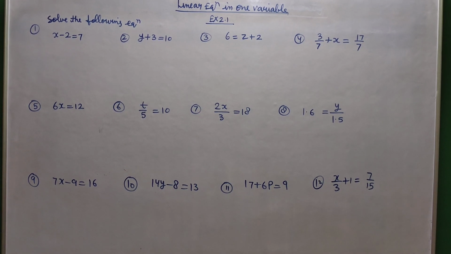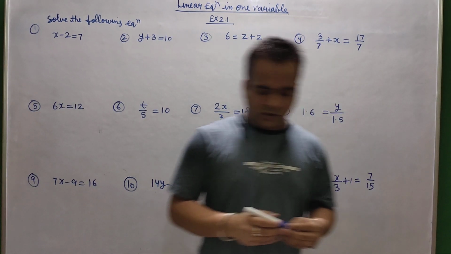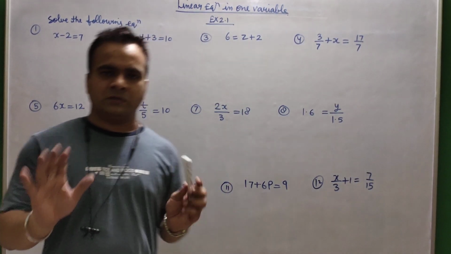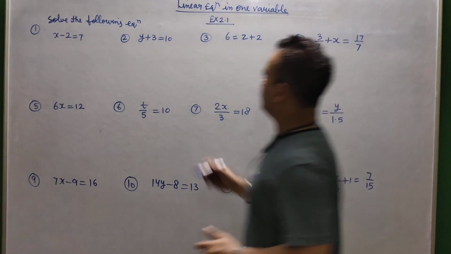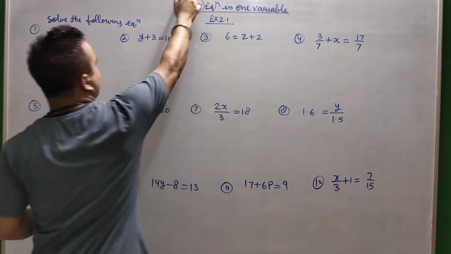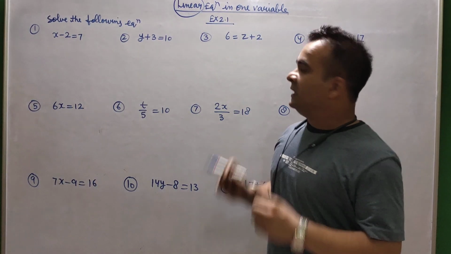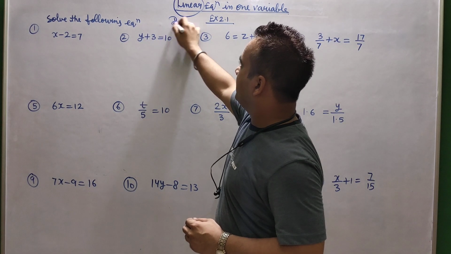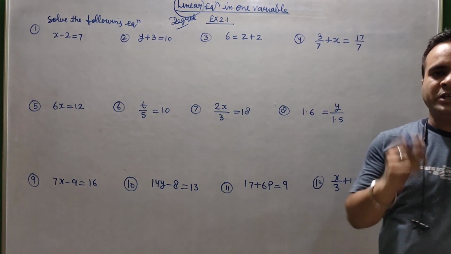Students, this is exercise 2.1, linear equation in one variable, and I hope you now have thorough knowledge about linear equations. What is the meaning of this particular term, linear? I am repeating it again so that it can be revised for you. Linear means when the degree is 1. Degree means the highest power of the variable in that expression.